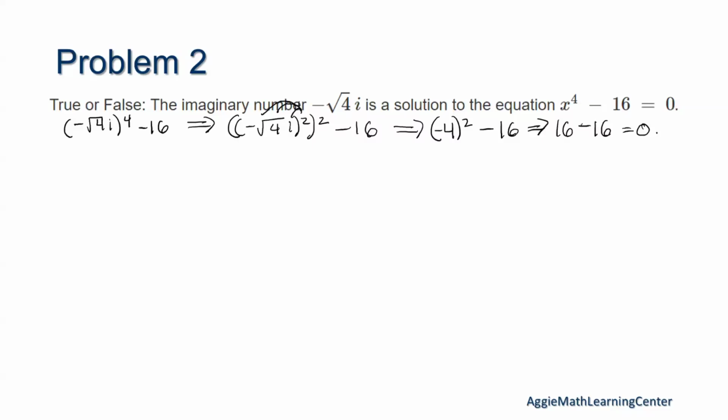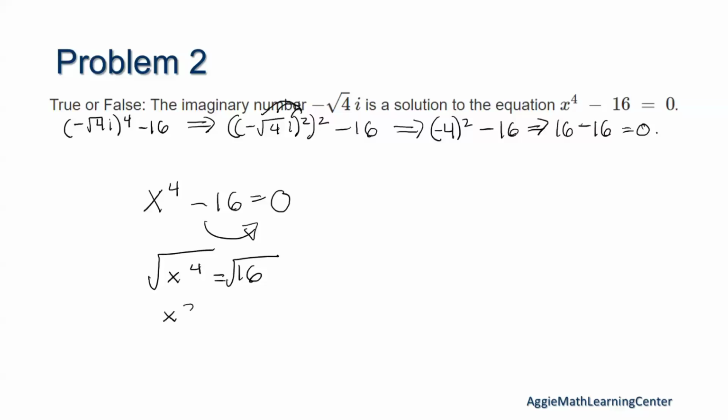Okay. Another way we can look at this, just to go over, is we can just solve for the roots in the equation and then look to see if negative square root of 4i is one of them. So we can move the 16 over. We get x to the fourth is equal to 16. And then we can take the square root of both sides. So then we have x squared is equal to positive and negative 4.